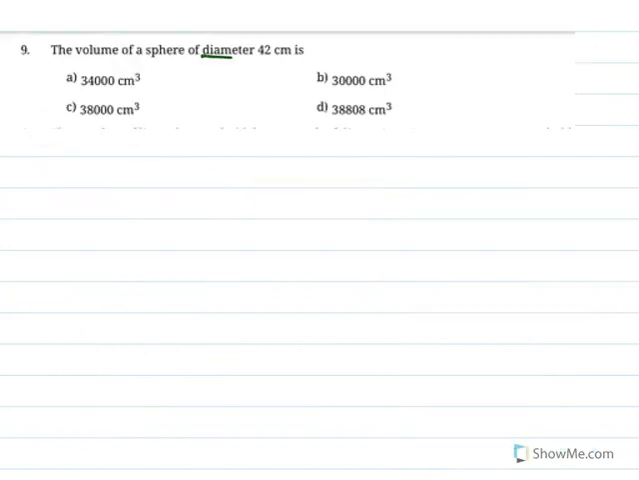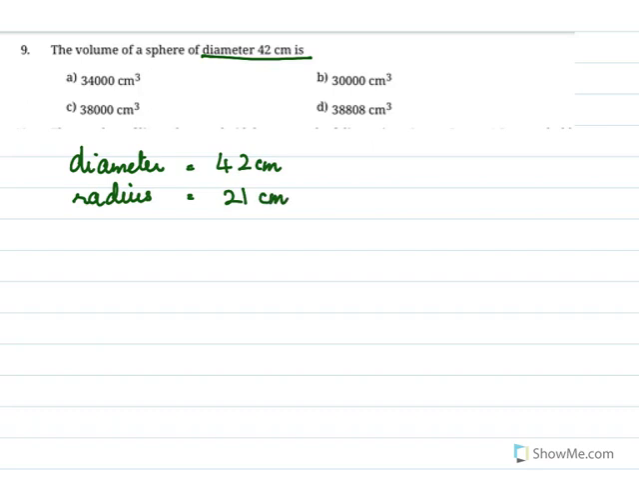The volume of a sphere of diameter 42 centimeters. So if the diameter is equal to 42 centimeter, the radius will be equal to 21 centimeter. And we need to find the volume.